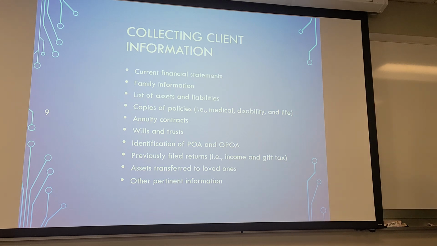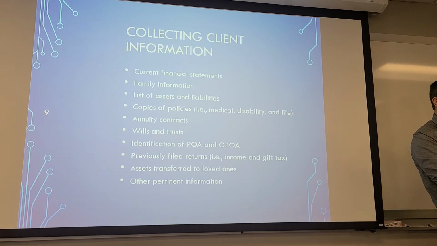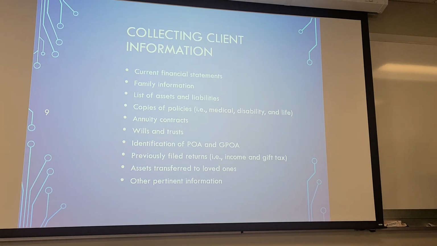Copies of all their policies. If they've got life insurance, I want to know how much. I want to know what the beneficiary designations are. And that's the biggest thing you can do as a financial planner. You'll see in your study guide, I've bolded that, underlined it, italicized it. That's the biggest thing you can do for your clients, is make sure that beneficiary designations are up to date.